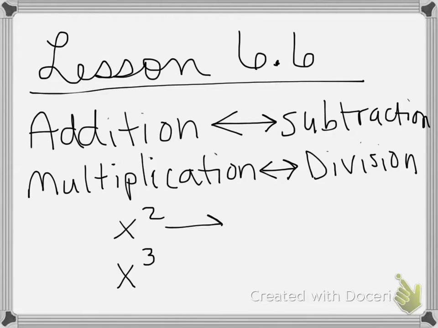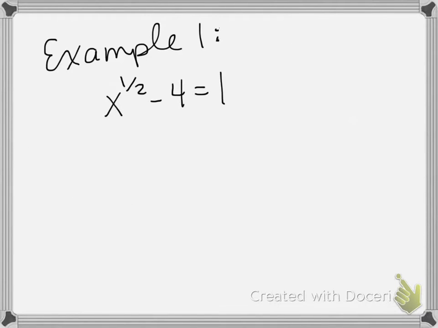The inverse of x squared is the square root of x. When you square something and then square root it, it undoes the squaring process. The inverse of the square root of x is x squared, because squaring a square root gets rid of the square root. If you had x to the third power, then its inverse would be the cube root of x, and the cube root of x's inverse would be x cubed, because when you do the opposite, it gets rid of the radical. So we're going to look at some examples that solve equations that have this.